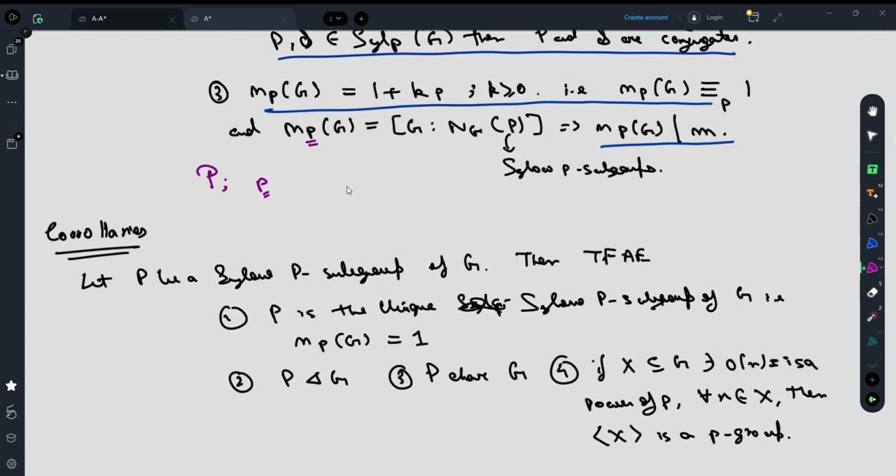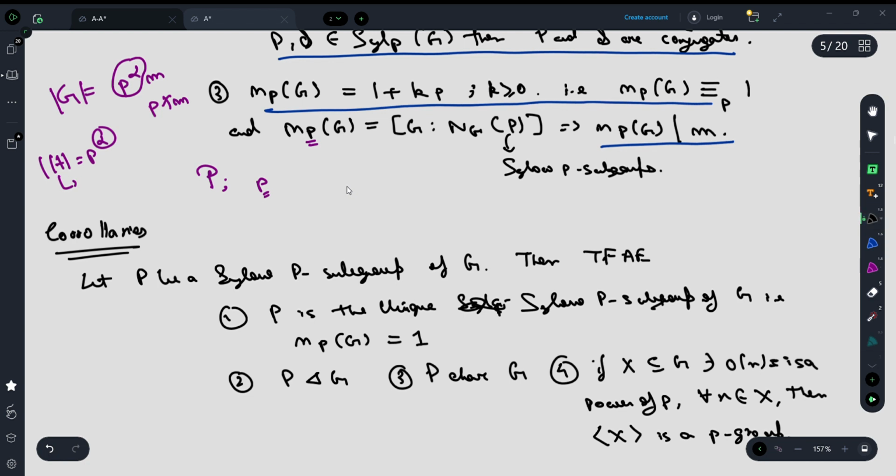Clear? The difference between a Sylow P group and a P group is precisely that if G has order P to the power alpha M, where P does not divide M, then the subgroup of G which has order exactly equal to P to the power alpha is a Sylow P group. But a P group will be any group of order P to the power some K, where K is not equal to alpha. I hope now it's clear.